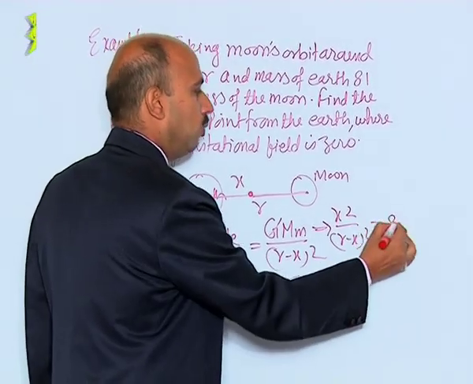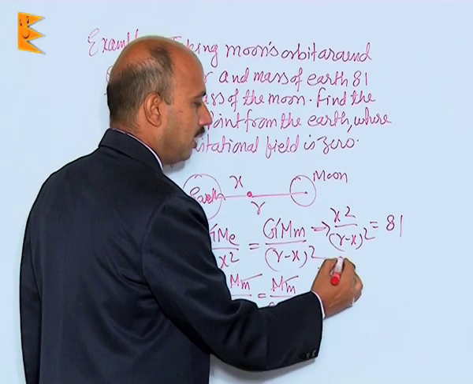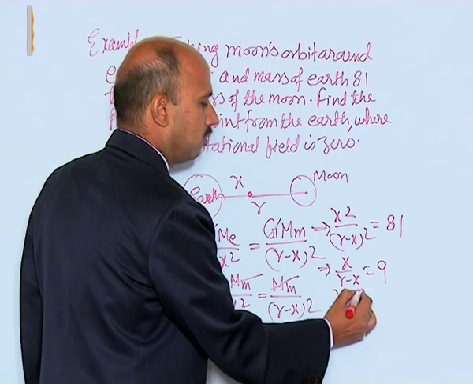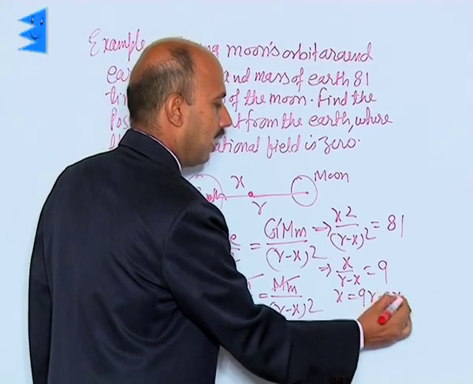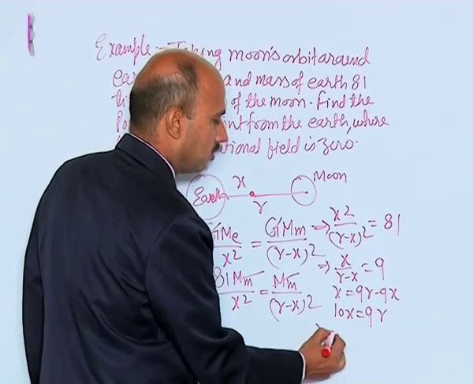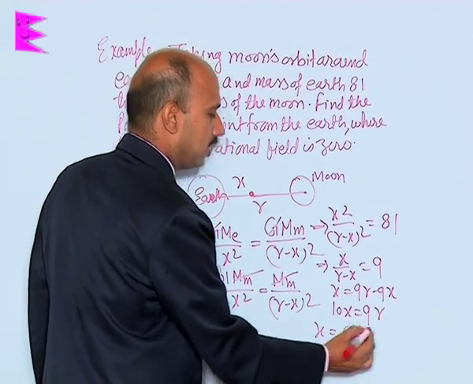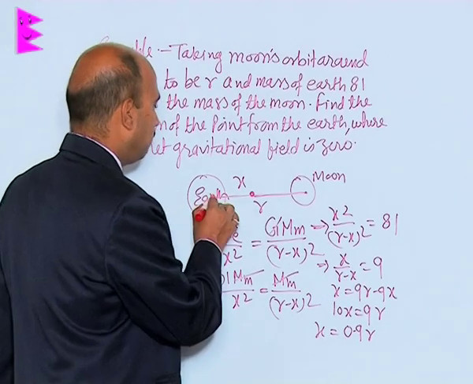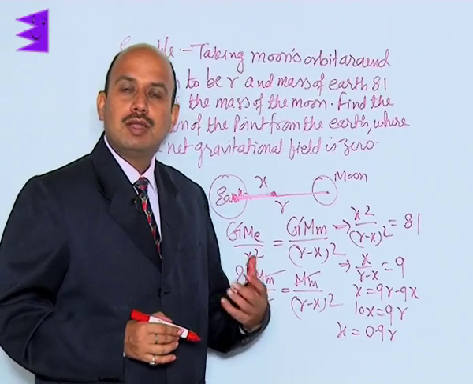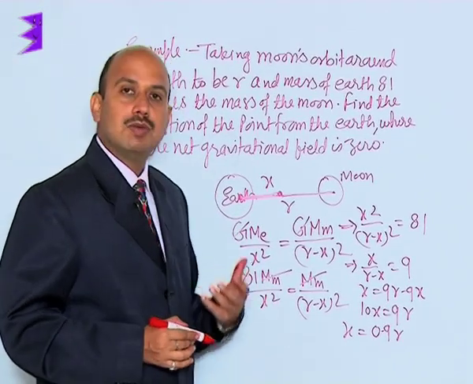Now, we can calculate here x square upon r minus x whole square is equal to 81. So we can write x upon r minus x is equal to 9. So x is equal to 9r minus 9x. So 10x is equal to 9r. So x is equal to 0.9r. So this distance is 0.9r from the Earth, where the net gravitational field will be 0.